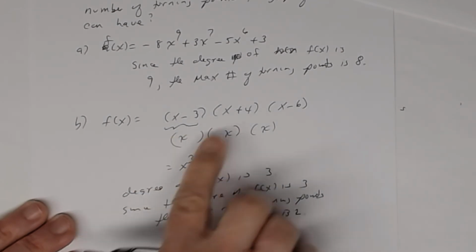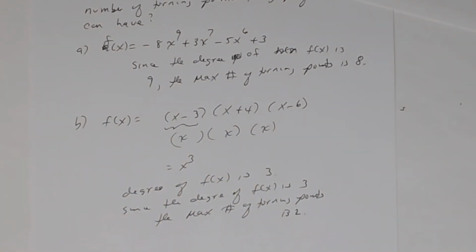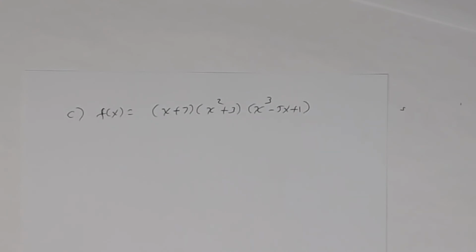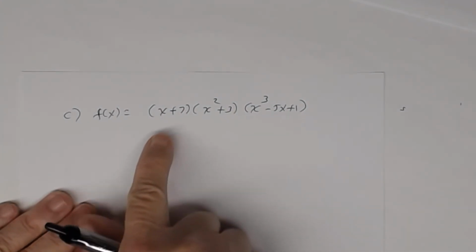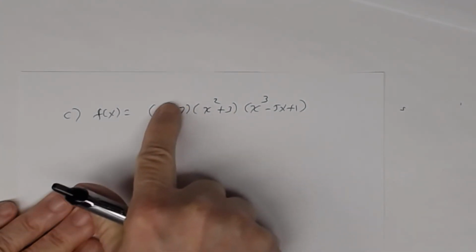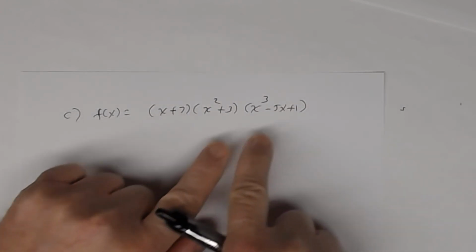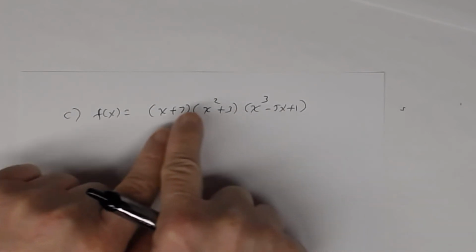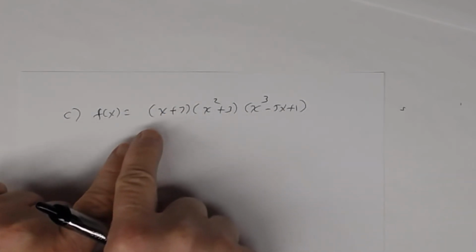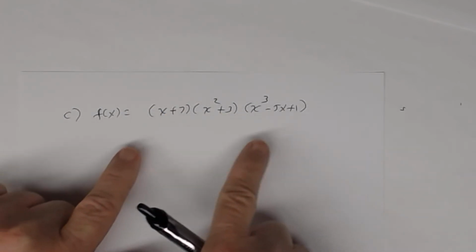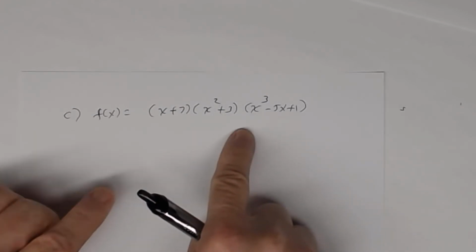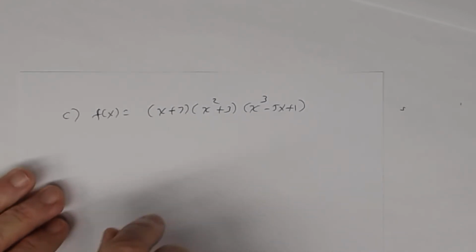All right, so let's look at another one where it's factored. So let's look at C. All right, now listen carefully to this. Notice that this function is listed as a product of factors. See that? 1, 2, 3. Don't multiply all these factors out. Chances are you're going to make an error somewhere. It's not an easy process. It'll take you some time to do that.